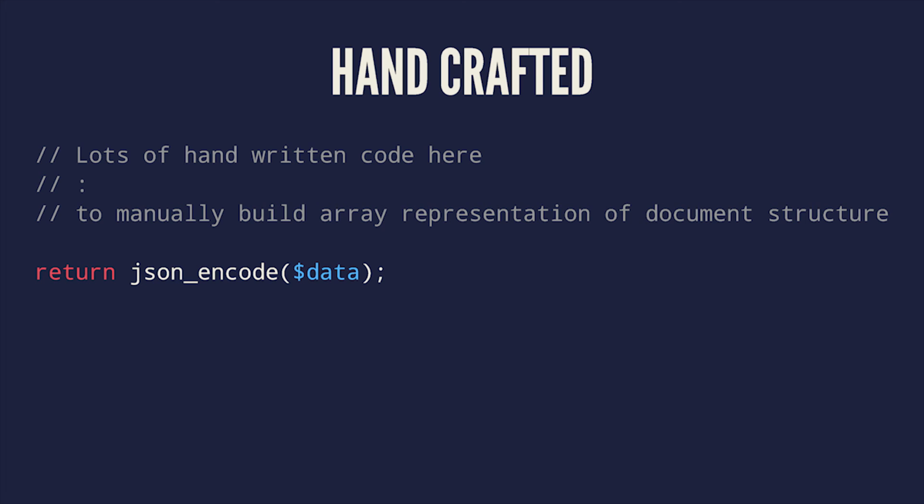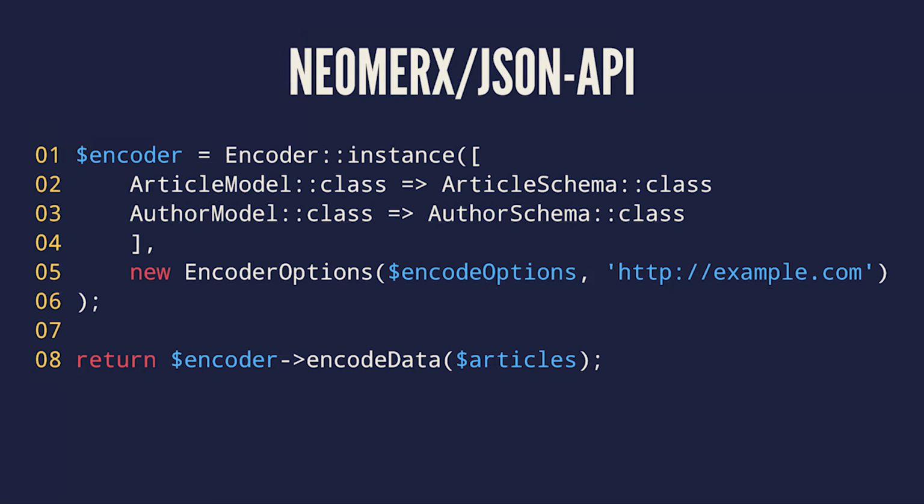However, with this library, you can instantiate an encoder, and as the first parameter, you would pass it an array that basically is a mapping of models to schemas. And what that means is, your model is pretty much what it sounds like. It is the object that contains your data, and then the schema essentially describes how the data in this model is mapped to the JSON document.